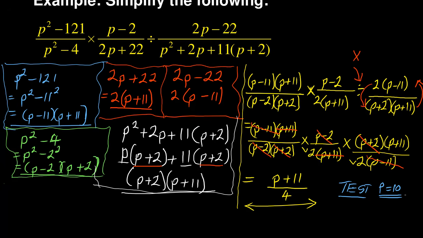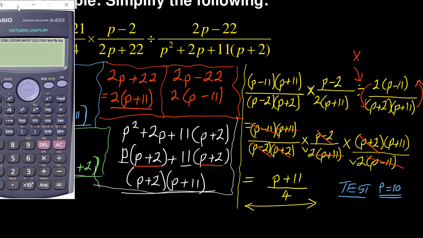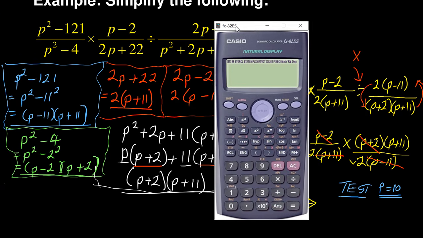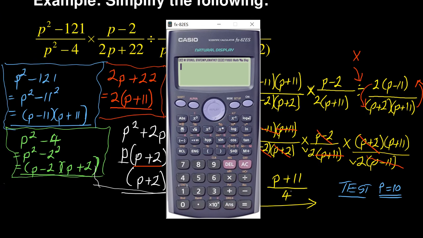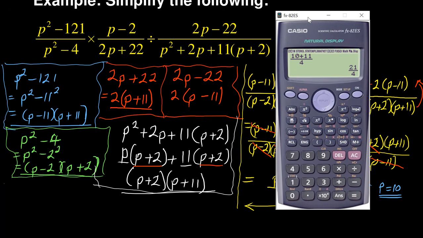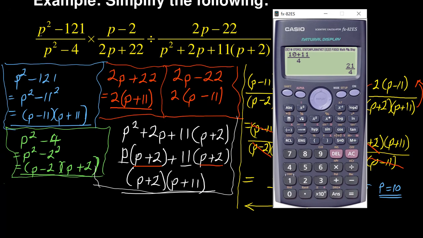So what you'll do, you'll take the calculator. Remember you said let P be equal to 10. Let's start with the last one. So I will have P plus 11 over 4. So what is P? I said let my P be 10. So it's 10 plus 11 over 4. And my answer is 21 over 4. Remember that answer, 21 over 4. I'm going to put the same value of P in this long one, and if it gives me 21 over 4, it means then I'm correct.